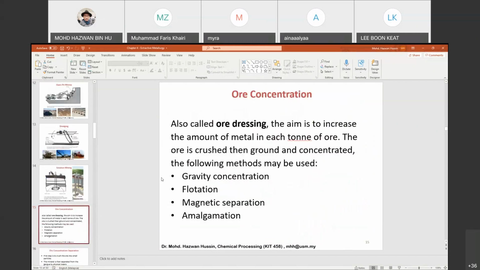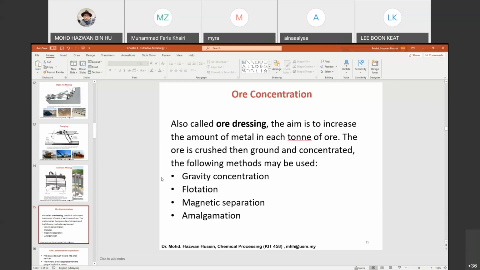Okay. So we are moving on to the next step, which is known as ore concentration. Once you have recovered the ore, it is important to concentrate it because, of course, the raw material that you isolate may contain a lot of solid residue that is not of interest. So you need to do so-called ore concentration, or sometimes people call it ore dressing. The aim is to increase the amount of metal in each ton of ore. The ore is crushed, then ground and concentrated with the following methods.